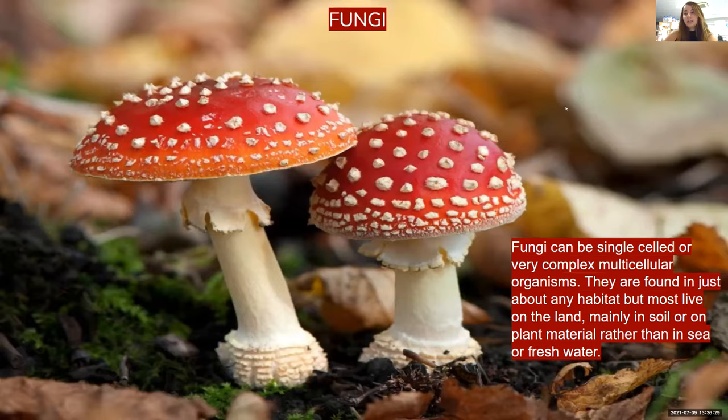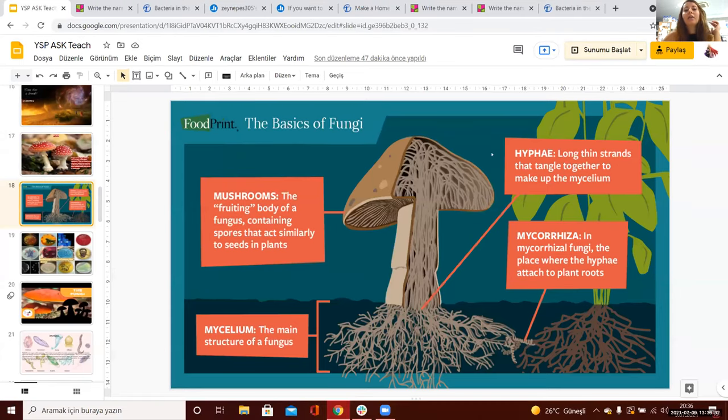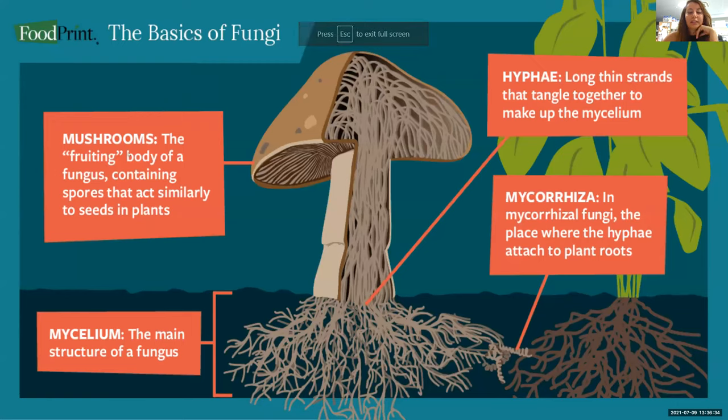And see their structure. Some of them have mushrooms. These are macroscopic filamentous fungi, and this is the fruiting body, and this is carrying some spores to reproduce. And these are hyphae. These are strands, and they are coming together and networking and making a mycelium. These are helping to get nutrients from soil, and also these are attaching to plants. So Mandy will talk about that later.